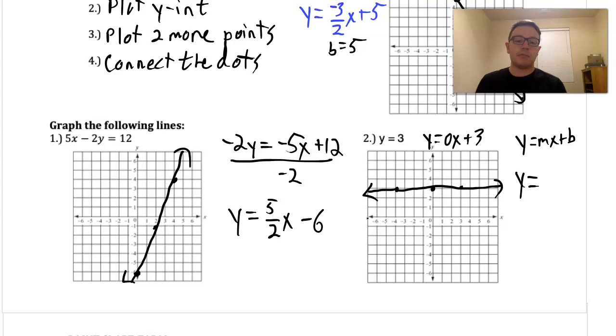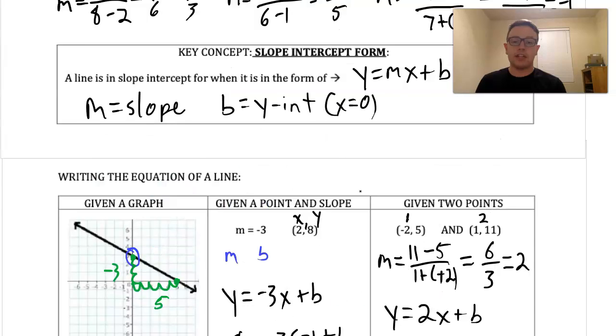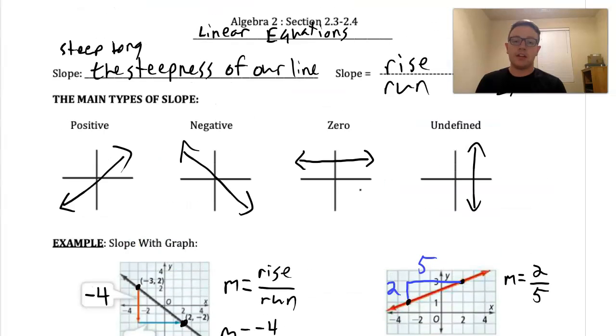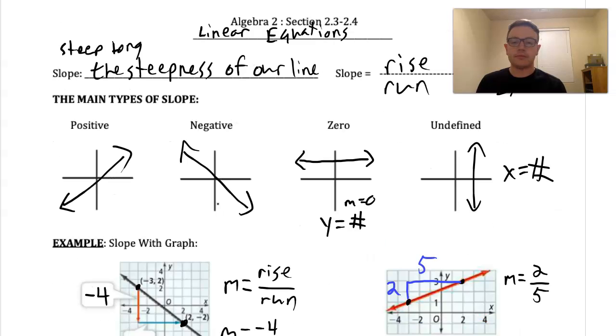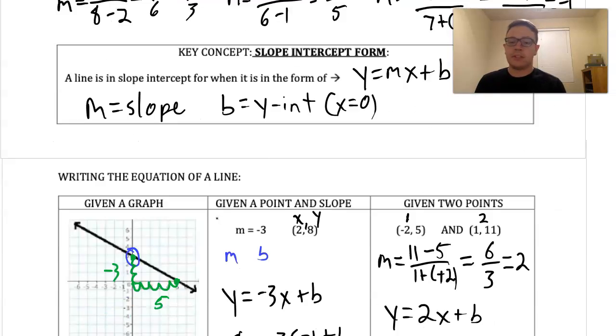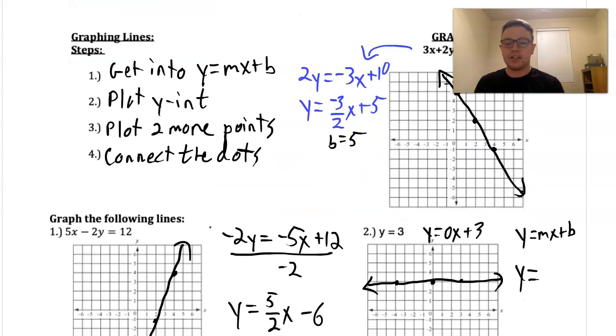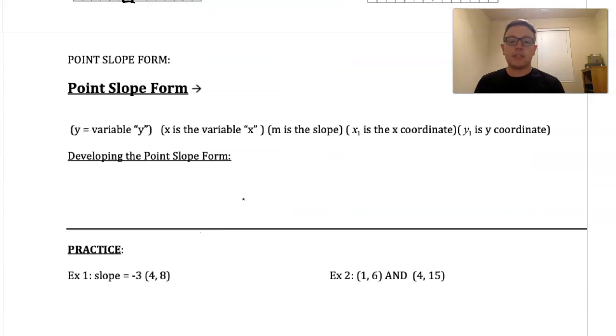And this is where we get back to the very first page here, where we're talking about our different slopes. For a 0 slope, this is where m is equal to 0, meaning our answer will be y is equal to a number. And undefined is going to be the opposite. It means our slope is infinite. So the way we write this is x is equal to a number. We're going to scroll back down and get to point slope form.